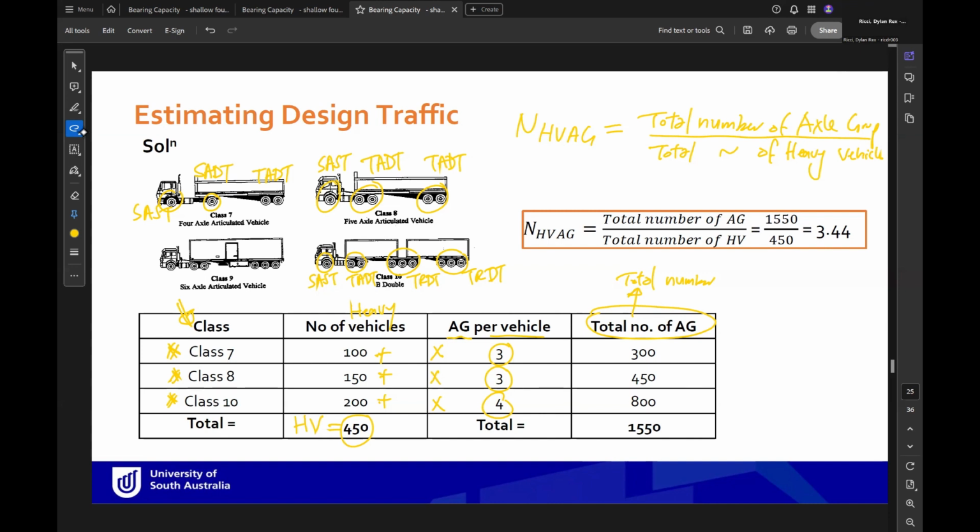So now, how to find the total number of axle groups? It will be 100 times 3 equal to 300. 150 times 3 will be 450. 200 times 4 will be 800. So the total number of axle groups will be 1550.